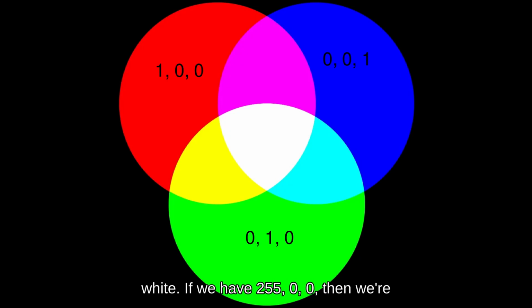If we have 255, 0, 0, then we're setting the red channel to its maximum capacity, and the rest are empty, resulting in solid red. 0, 255, 0 is entirely green, and 0, 0, 255 is entirely blue. If we mix red with blue, we'd have 255, 0, 255, or in a normalized system, it would be 1, 0, 1, which would give us purple.